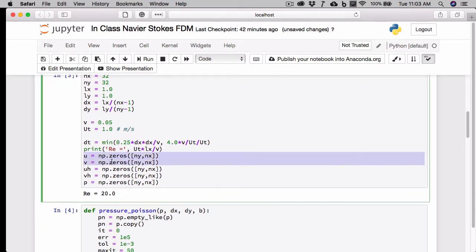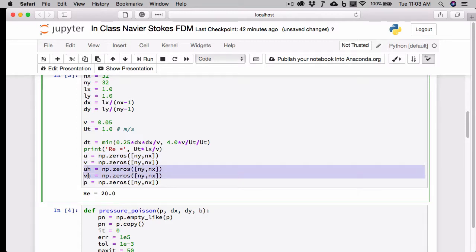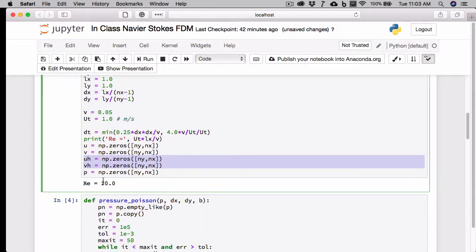Now I created arrays for u, v, and then UH and VH. Those are u tilde and v tilde. I'm not going to use those really, but I just introduce them in case you want to store some temporary results, and then an array for the pressure.